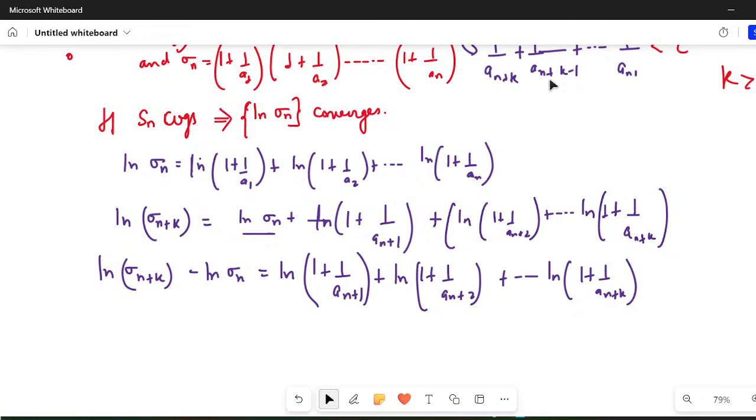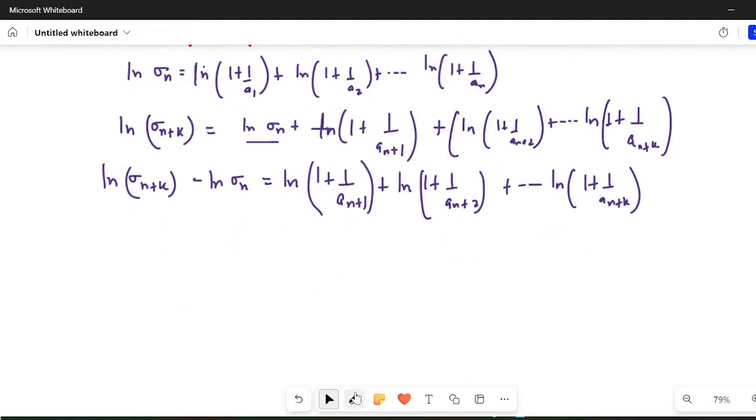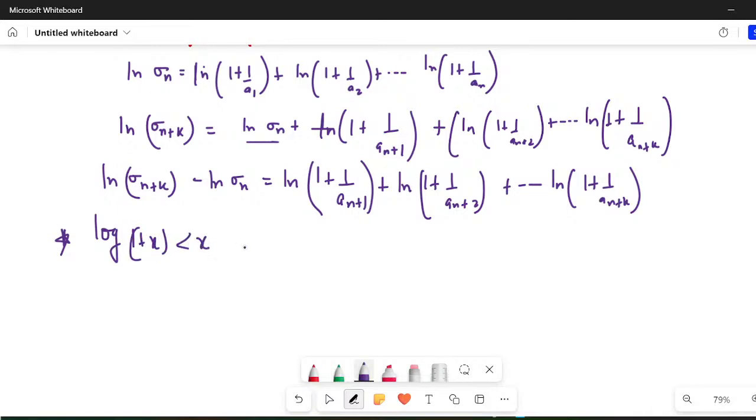Now, how to relate both of these things? See, what has been given to you? It has been given that 1 upon an plus k plus 1 upon an plus k minus 1, dash dash dash, plus 1 upon an plus 1 is less than epsilon. So what I will do is use an identity from calculus. I know that ln of 1 plus x is always less than x. How come?